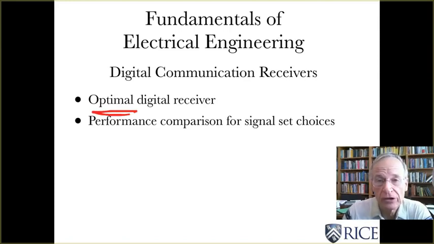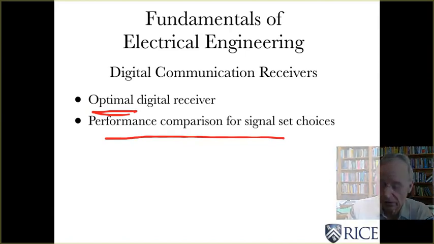We're not going to prove it here, but the receiver I'm going to show you here has been proven to be optimal. There is no better receiver in the sense that the error probability of making an incorrect choice for the bit is the smallest it can be for the receiver I'm going to show you. And that's going to lead us to be able to compare the performance for different signal set choices. Turns out it's an interesting contrast to the bandwidth calculation we did in the previous video.